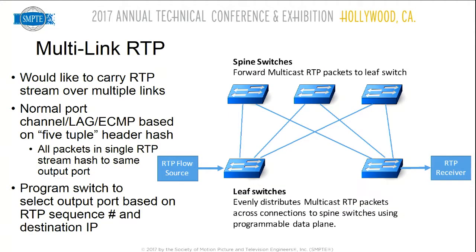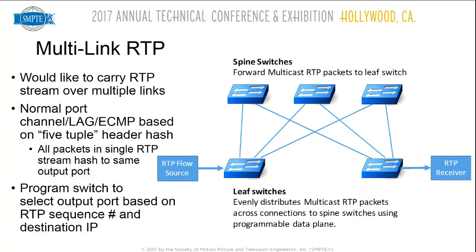Something else we can do with this is Multilink RTP. If you'd like to carry RTP over multiple links, you think, well, there are lots of ways to do this in the world of Ethernet networking. I've got port channel or link aggregation, also known as LAG, or equal cost multipath at the IP layer, known as ECMP. Unfortunately, most of these solutions are based on what's called the 5-tuple header, which basically only extends out through the Ethernet, IP, and maybe the TCP or UDP port numbers. In your RTP flow, those are going to be the same for every single packet, so they'll all hash to the same output port. So the problem is you can't actually spread an RTP flow across multiple output links using the standard mechanisms available to you with switches.